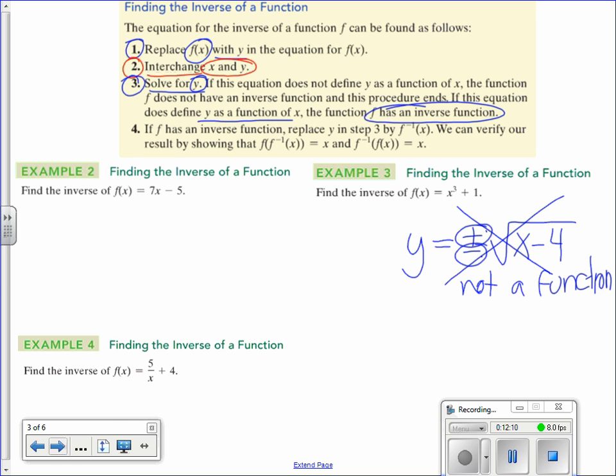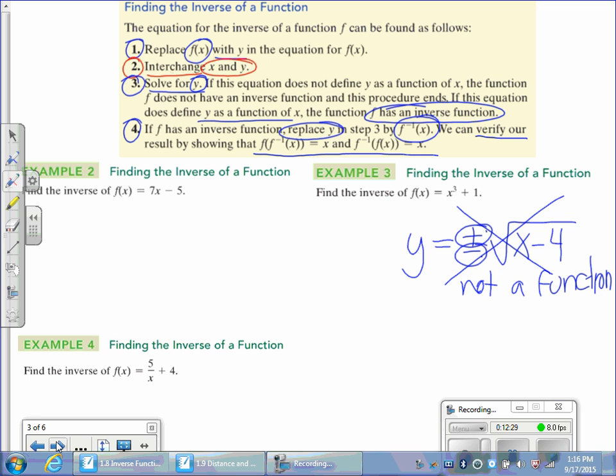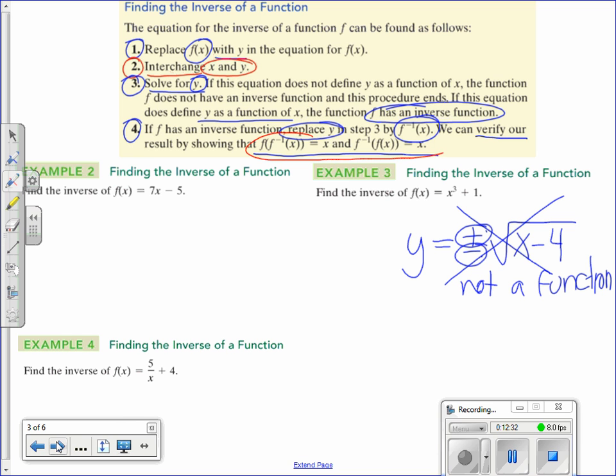So if that is true, then you move to step 4, and step 4 just states that you replace y with the f inverse notation that we have here. And to verify your result, you will do function composition, like we did on the previous slide. And that is to verify your result. If you get the identity function, which is x, then you will know for sure that yes, they are inverses of each other.